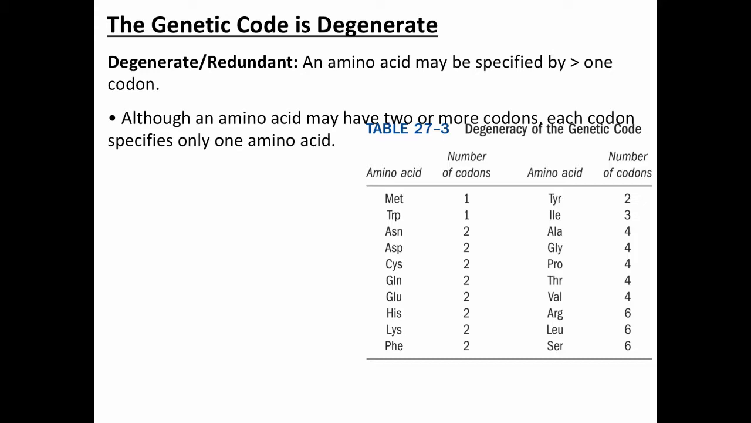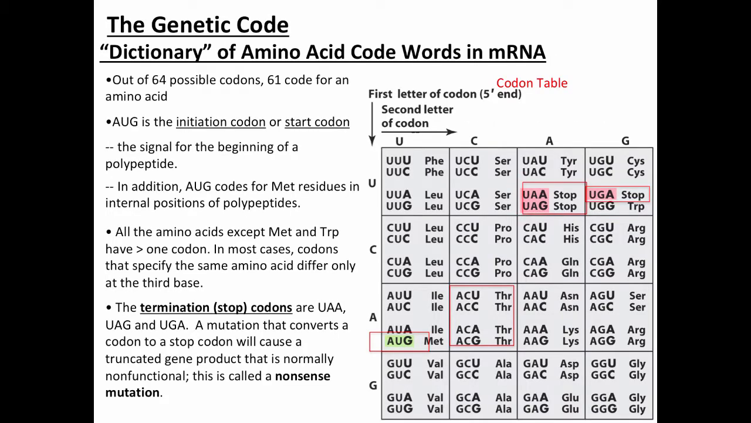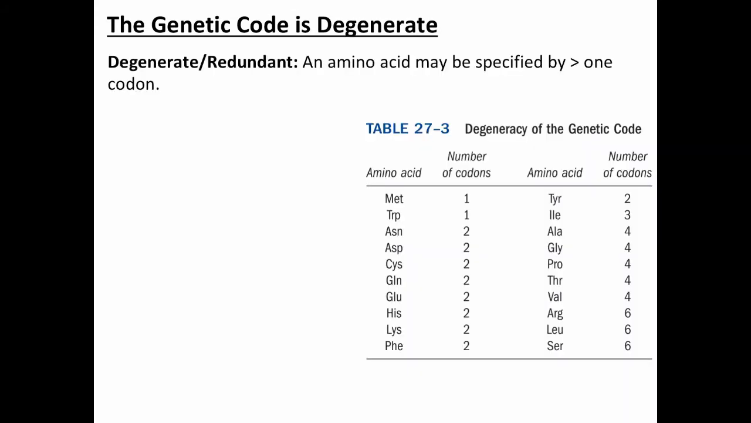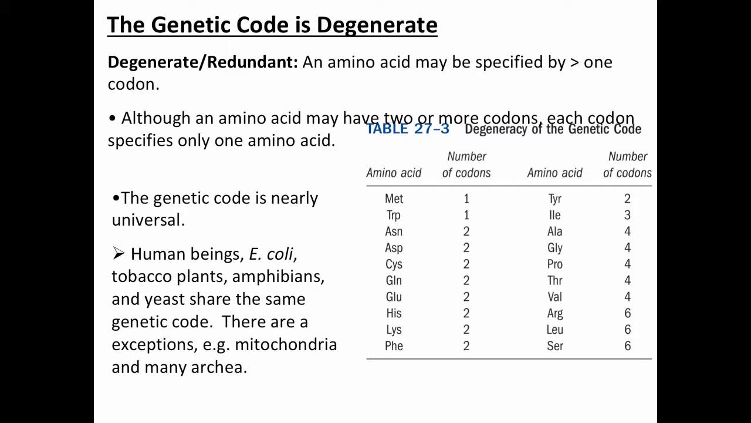It's only specified by one specific codon. And then, although an amino acid may have one or two more codons, each codon specifies only one amino acid. So the genetic code is nearly universal. That means these codons that specify the amino acids are going to be the same whether it's humans, E. coli, plants, amphibians, or yeast. They all share the same genetic code. There are some exceptions, and that's seen in mitochondria and some archaea bacteria.